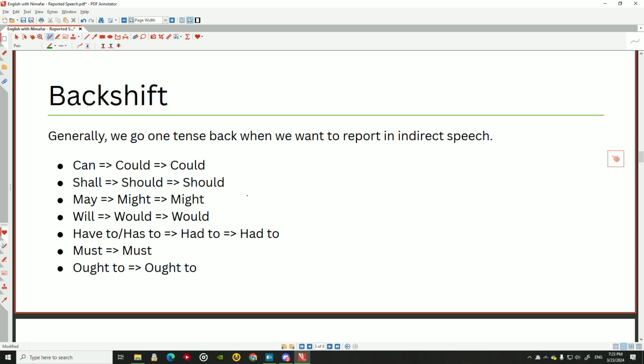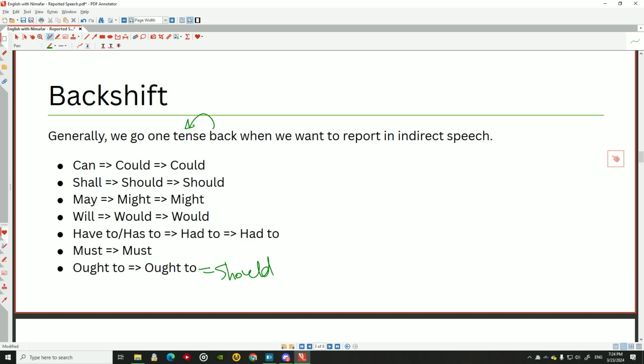So, backshifting. This is the most important part, and it's very easy. You just gotta understand it. Backshift. Shift backward. Generally, we go one tense back when you want to report it. So can, could, shall, should, may, might, will, would, have to or has to become had to, must, ought to means should, if you don't know.